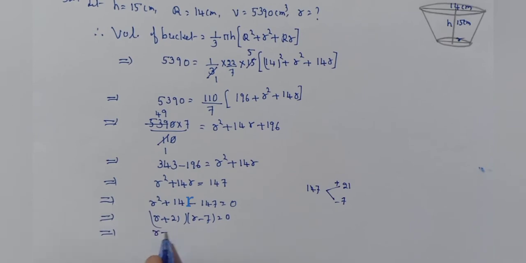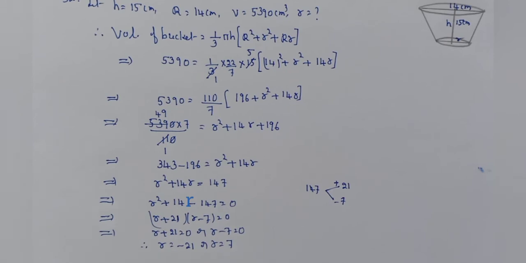Then you will get r plus 21 is equal to 0, and r minus 7 is equal to 0. So r is equal to minus 21, and r is equal to plus 7. Here we are considering only the positive value. Therefore r is equal to 7 centimeter. So the radius of the lower end is 7 centimeter.